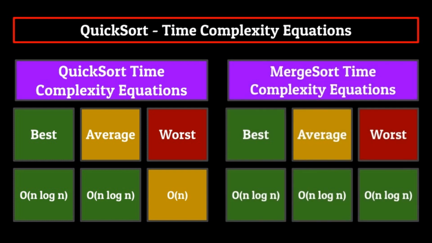Pulling them up side by side, you can see that in the worst case scenario, MergeSort is actually faster and equal in all other cases. What gives? I thought quicksort was supposed to be the magnum opus of all sorting algorithms. Well, there's actually two problems with that statement.